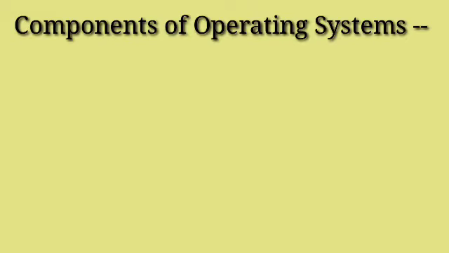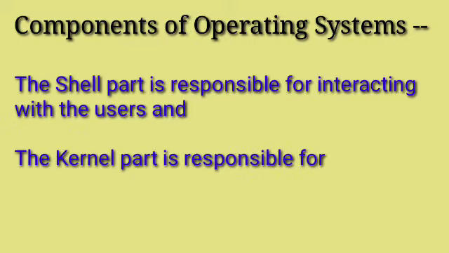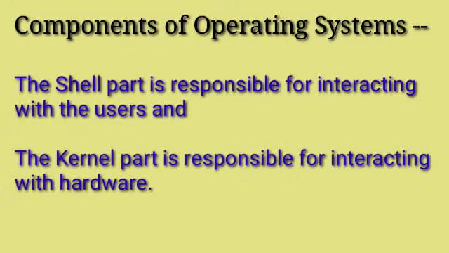Before we discuss the different functions of operating system, let us understand the different parts of operating system. Operating system is actually divided into two parts, so you can see it has two components, shell and kernel. The shell part is responsible for interacting with the users, means the humanware, and the kernel part is responsible for interacting with the hardware. Let us see in detail.